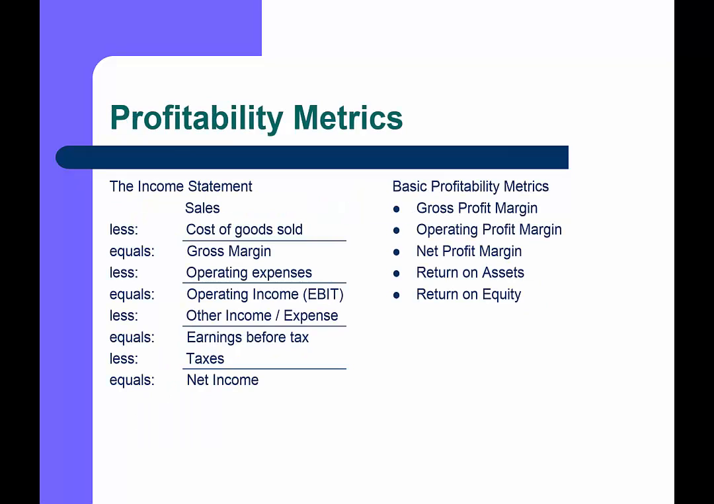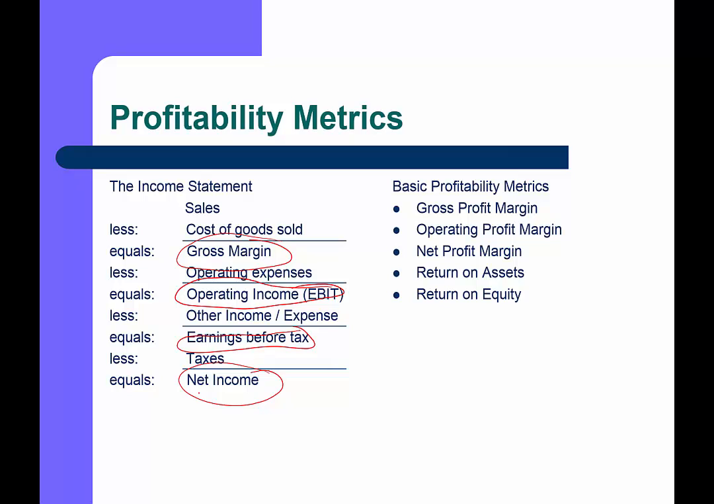So we think about a basic income statement in its simplest form. Sales minus cost of goods sold gives us gross margin. Subtract off operating expenses, things like depreciation, selling, general, and admin, gives us operating income, also called EBIT, earnings before interest and tax. Then other income and expense, interest income, non-core operations, those kind of things, to earnings before tax, subtract off taxes, and we get to net income, the bottom line.